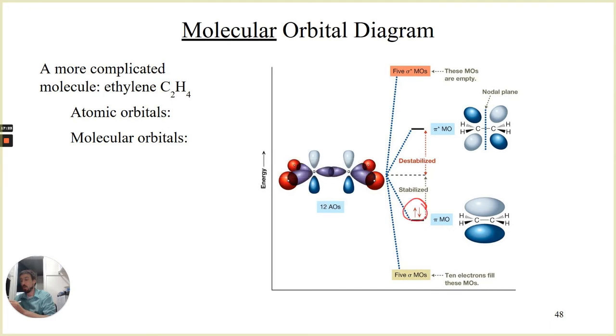Why would our pi be higher in energy than our sigma? Well, pi involve p orbitals. P orbitals are higher in energy than sigma, because sigma involves s orbitals. So those electrons are now going to be our highest energy electrons.